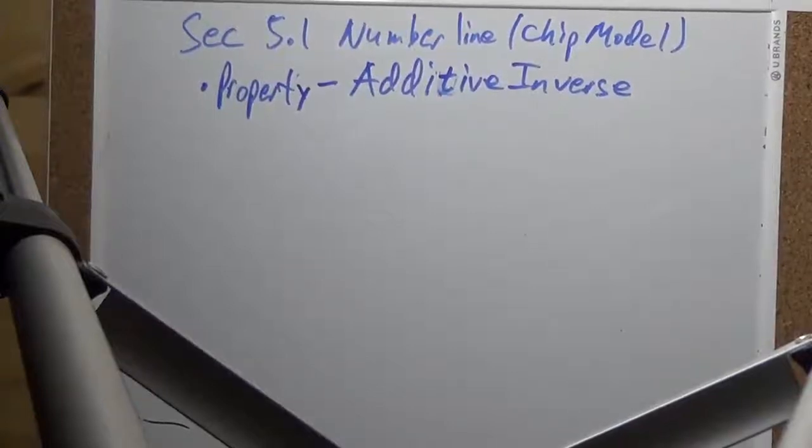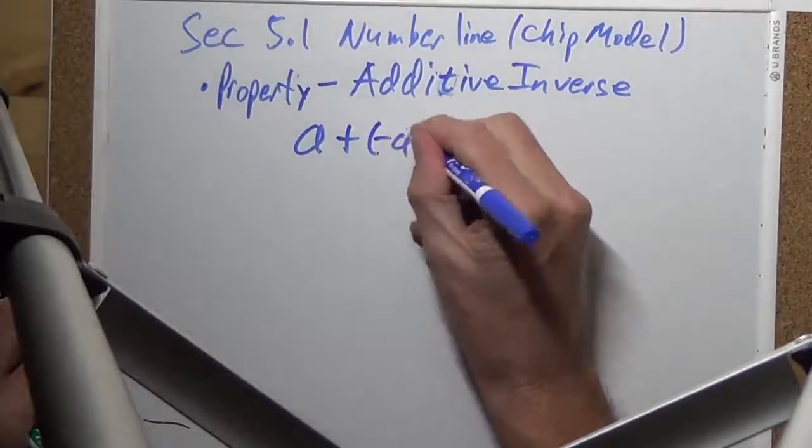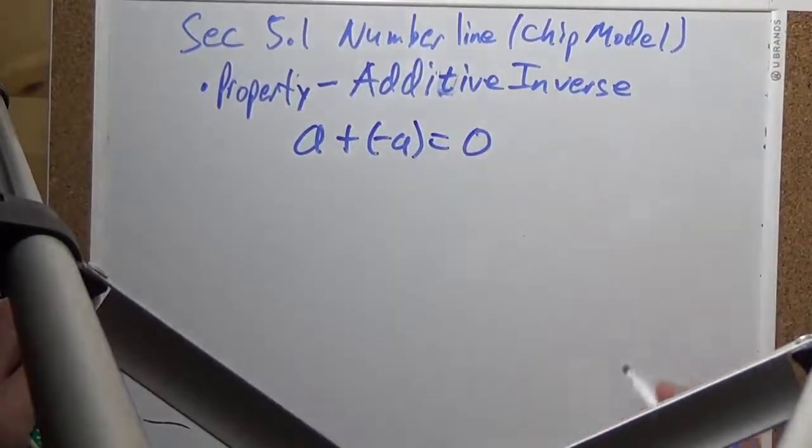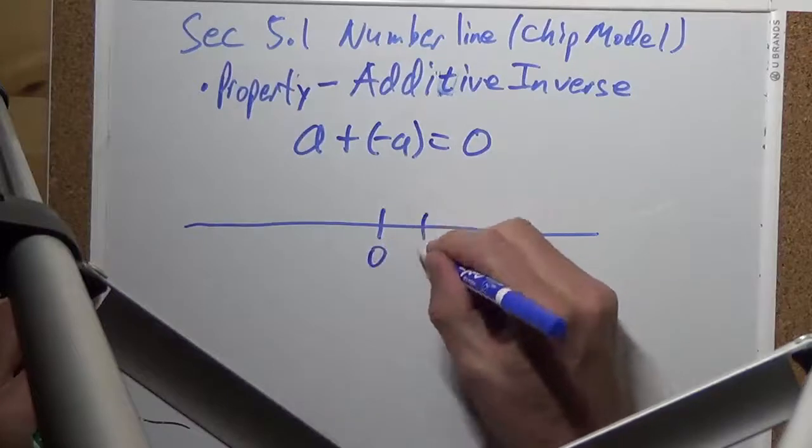Okay, so this is a quick introduction to this section 5.1. I want to talk about a property first, the additive inverse, where if we take any integer and add its opposite, we get 0. So on the number line, let's look something like this.